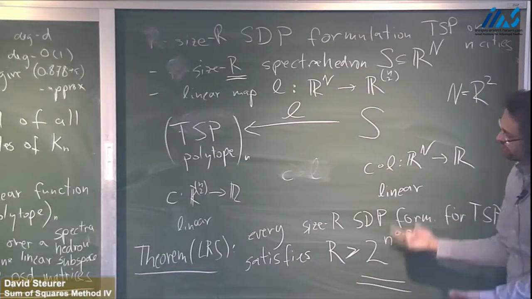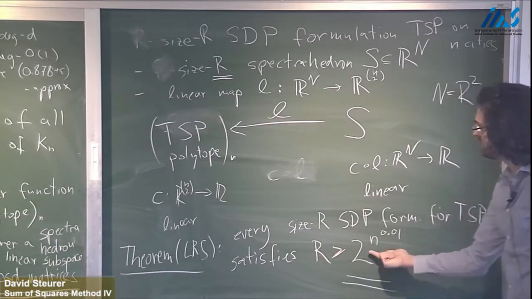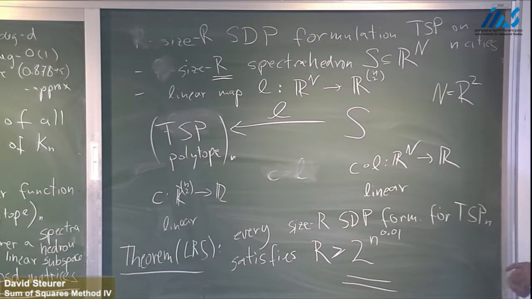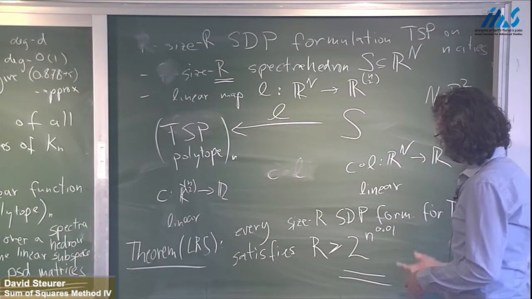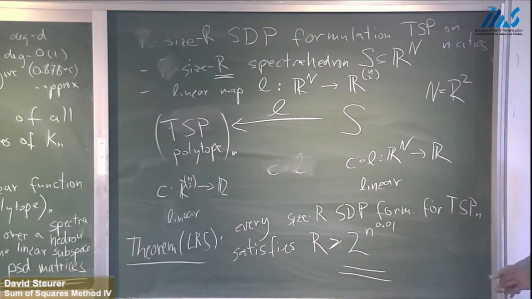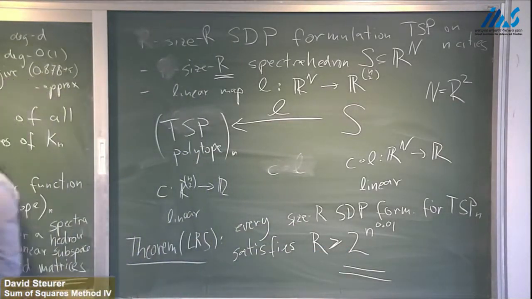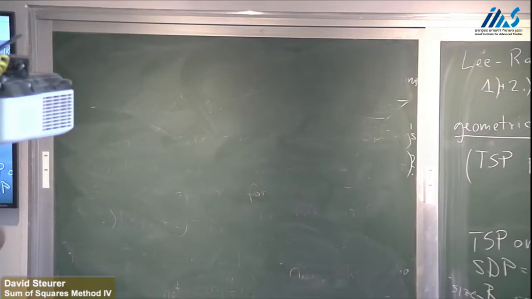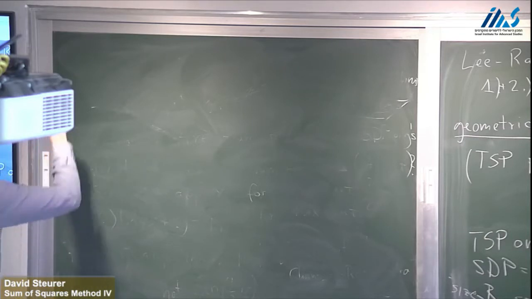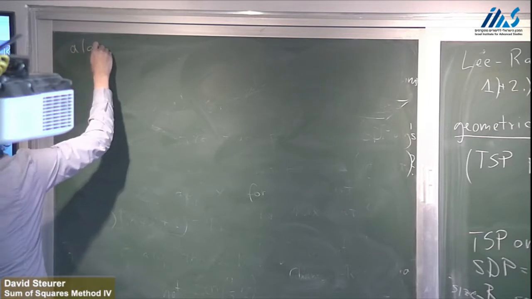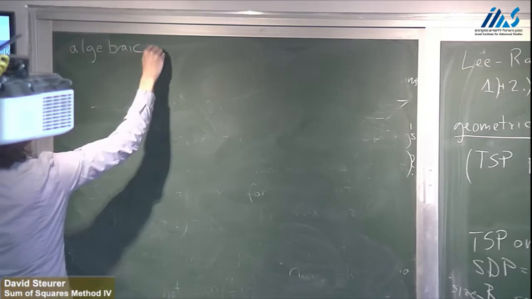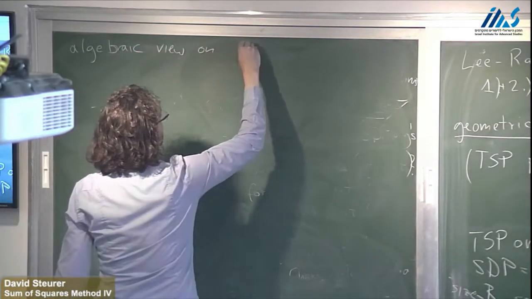This is like the strongest statement you could hope for: that the size has to be at least 2 to the some constant times n. This is still exponential, but smaller. But before this work, we didn't know how to prove that there can't be polynomial size formulations. In some sense, the important part of this bound is that it's super polynomial. And there's a different view on this, maybe an algebraic or analytic view on SDP formulations.